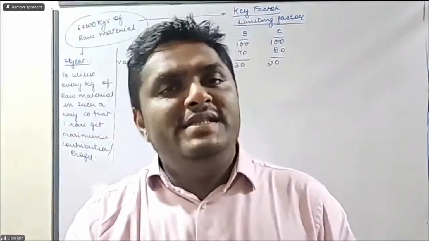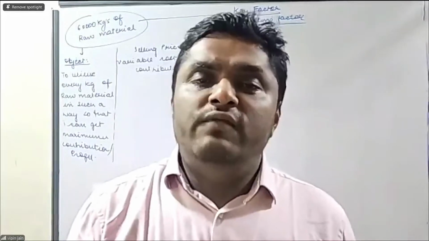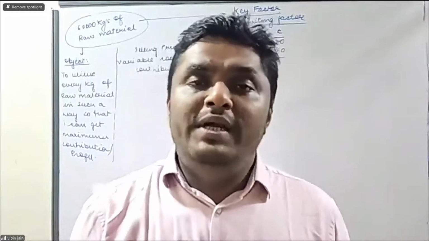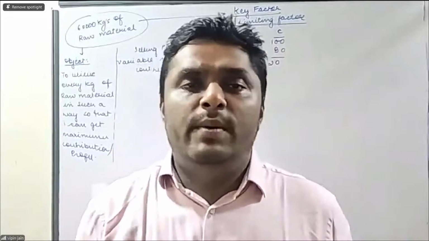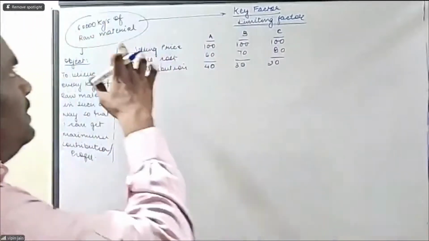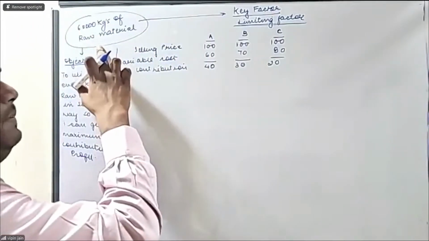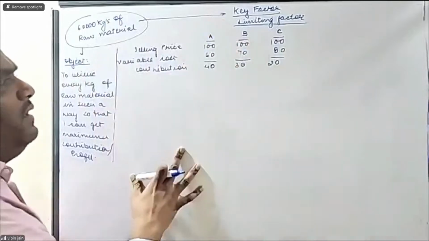Since raw material is available to us in limited quantity, my object will be to utilize this raw material in such a way so that I can get the maximum profit. So since raw material is available in limited quantity, that will be my key factor or limiting factor.